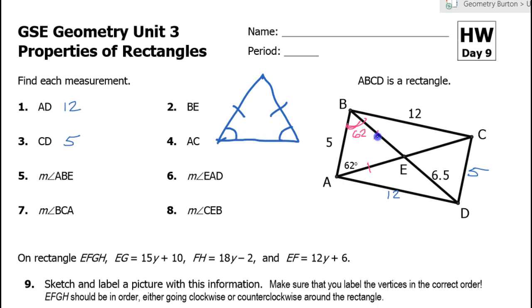So this isosceles triangle is sort of rotated over on its side. But if these two sides are congruent, then these two base angles are congruent. So they both have to be 62.